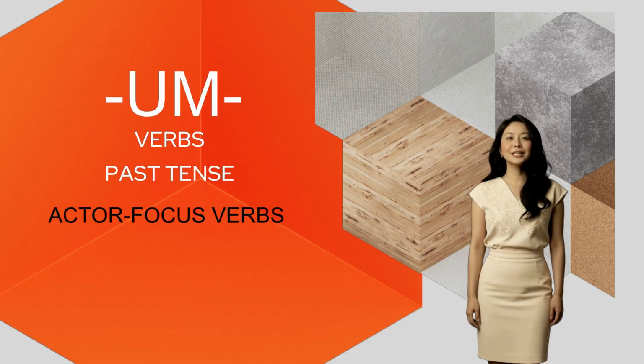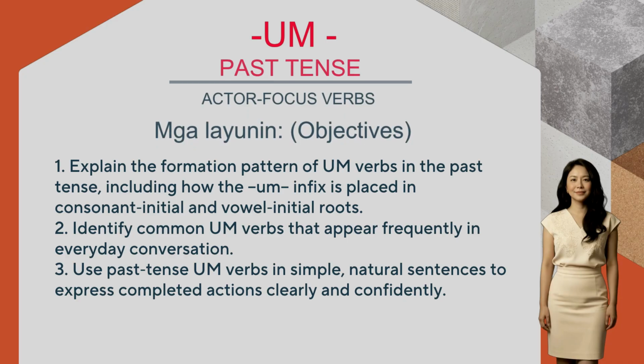In this lesson, we're going to learn how to conjugate verbs in the past tense. These verbs describe actions that are already finished, things you did, experienced, or completed. These verbs are actor-focused verbs, meaning the focus of the sentence is the doer of the action.